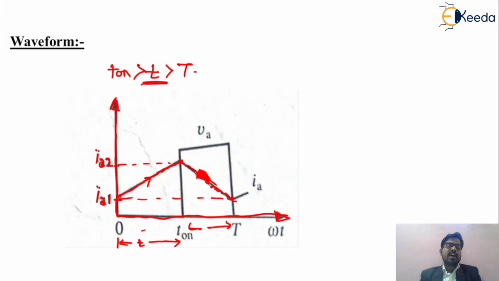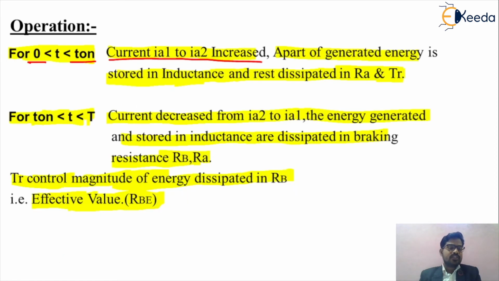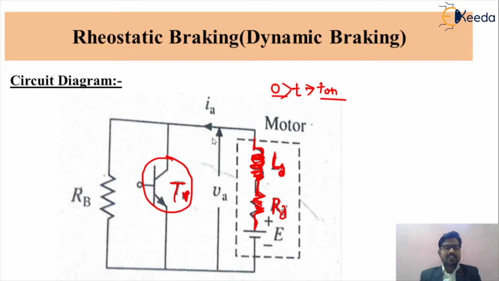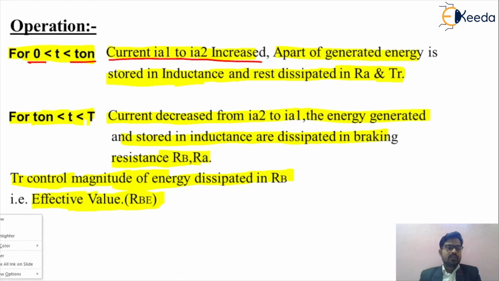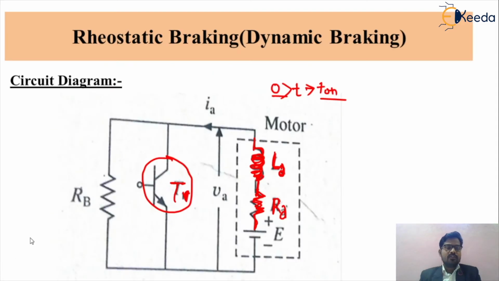Dissipated in the value of armature resistance, and the transistor at that particular condition is in an off condition. So the whole energy, I can show you with the help of that diagram. So at the second condition, what will happen? In the second condition, friends, your transistor is in off condition. So due to that, the energy which is stored in that particular inductance will be dissipated in the value of armature resistance.